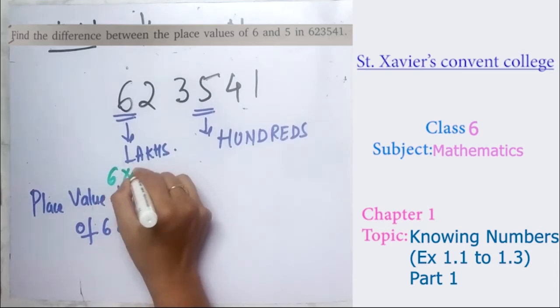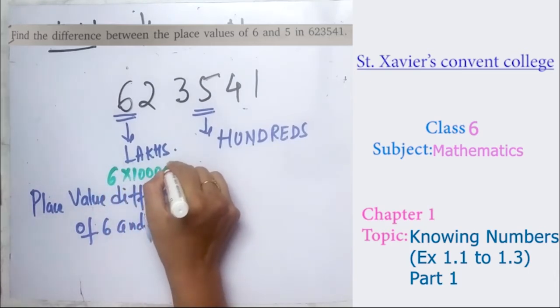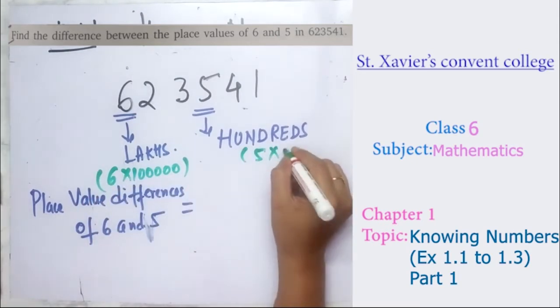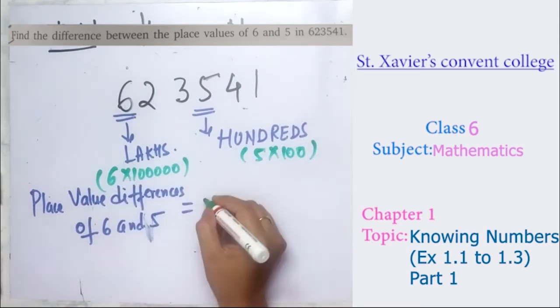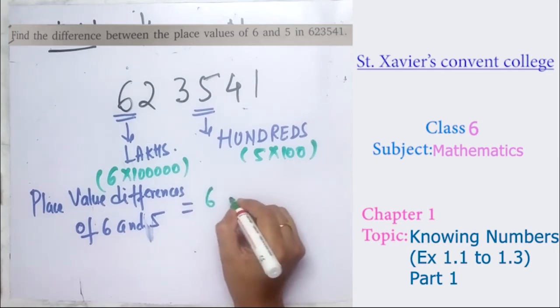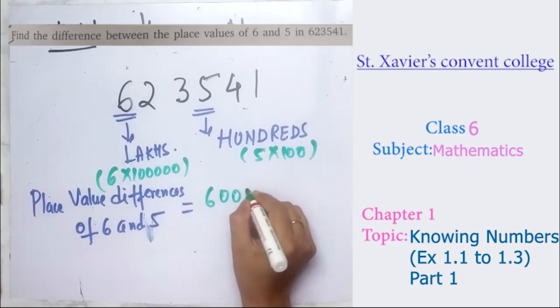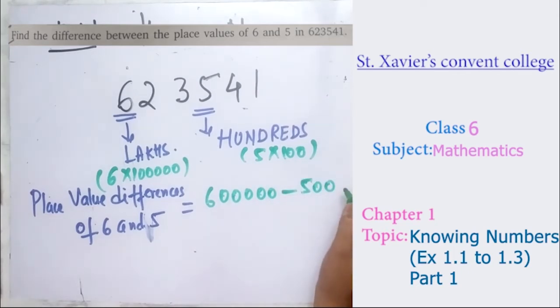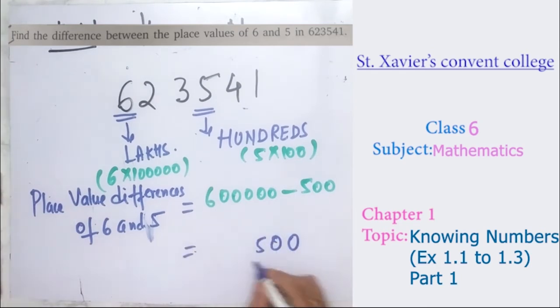So 6 lakhs has a value 6 into 1, 2, 3, 4, 5. This is the place value for 6. And 5 into 100. So the difference is 6, 1, 2, 3, 4, 5 minus 500, which is 5, 9, 9, 9.